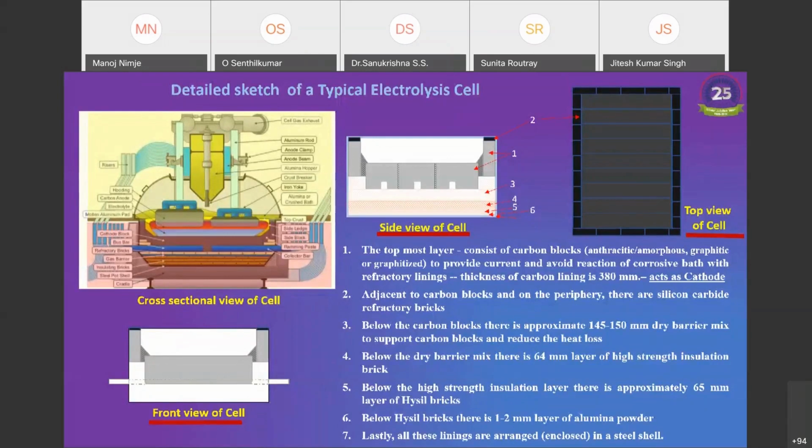And below the high steel bricks there is 1 to 2 millimeter layer of aluminum powder. And seven, lastly, all these linings are arranged in a steel shell and all the carbon blocks are joined together or sealed with a ramming paste to avoid the leakages from the vessel. This type of structured vessel is used for holding the molten electrolyte, maintaining the heat balance of the cell and conducting the current, and can be operated up to 5 to 7 years during the aluminum production.